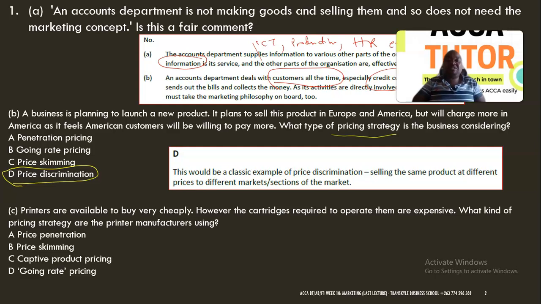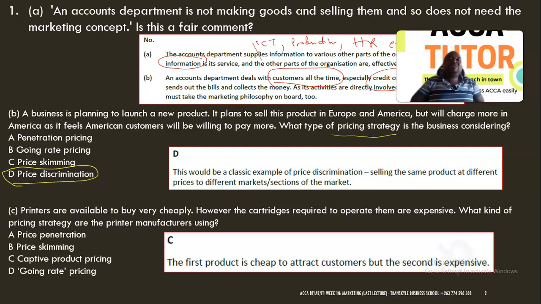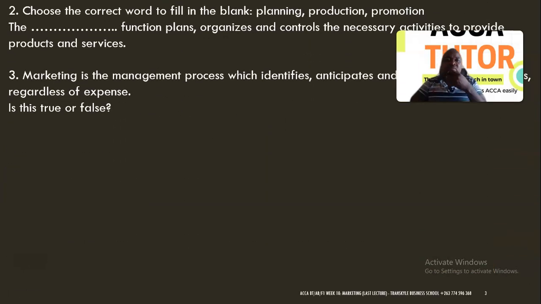In that case, you can as well see that all the strategies which I have explained, the price penetration, the price skimming, and going rate, are not fitting well with the description of the scenario. Then in that case, you can safely say that our answer should be captive product pricing. Okay. The first product is cheap to attract customers, but the second is expensive. So that's actually captive product pricing.